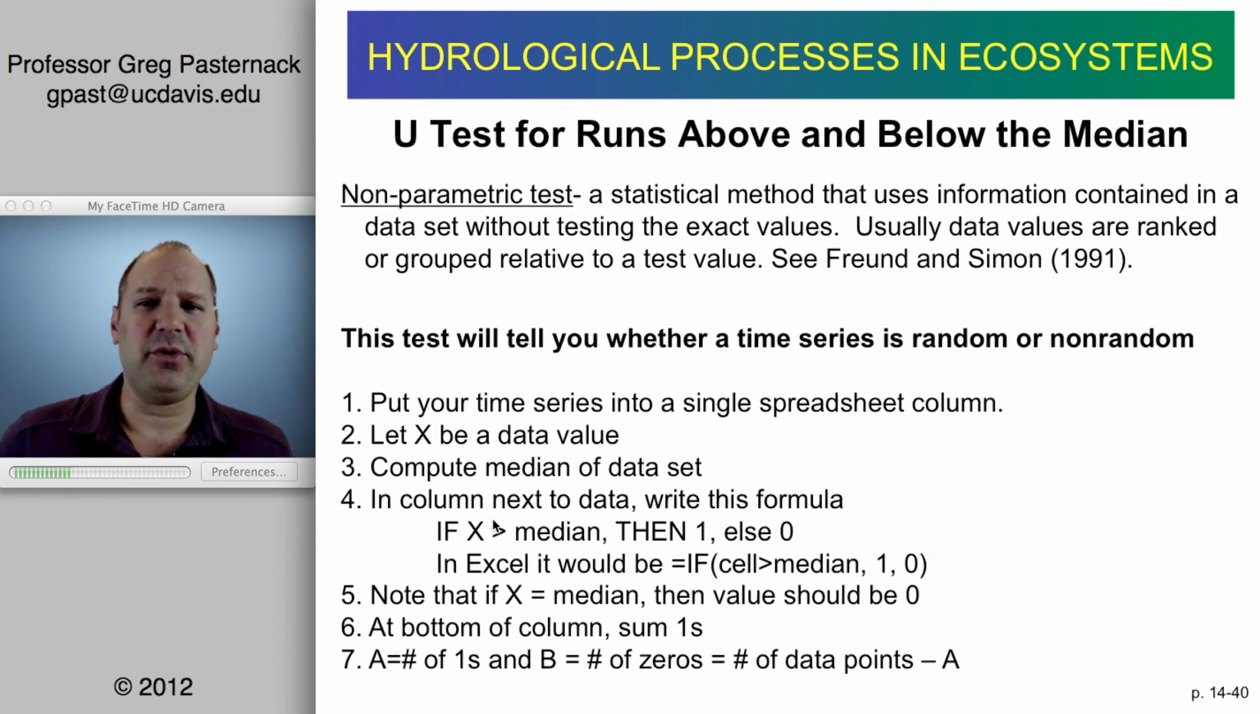Another thing you can do for predictability is ask yourself an even more fundamental question: is the data you're looking at random or patterned? When you have a time series, there's a very simple test to do, although of course it's new to you, so it won't feel very simple to start off with. It's called the U-test for runs above and below the median.